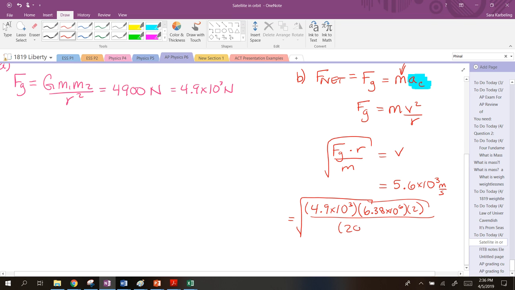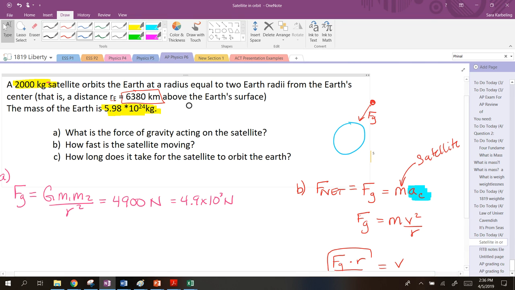So why do you still multiply that by 2 then? Because it's the radius of the orbit, center to center. Did that make sense or did that confuse? I thought it was just the radius. Yeah, we're good. How do you find how long it takes?